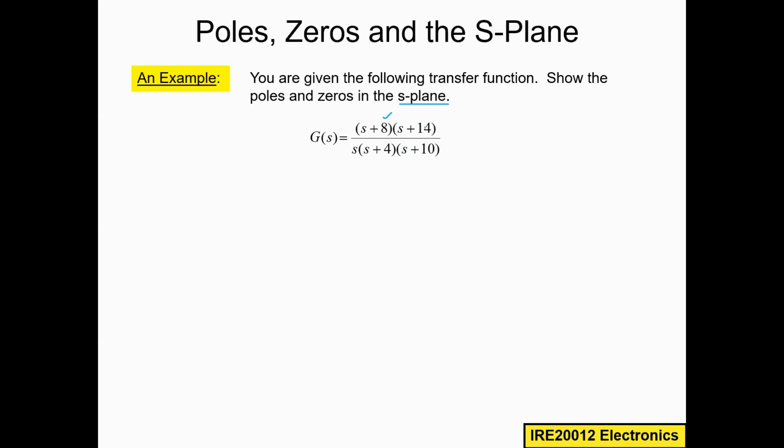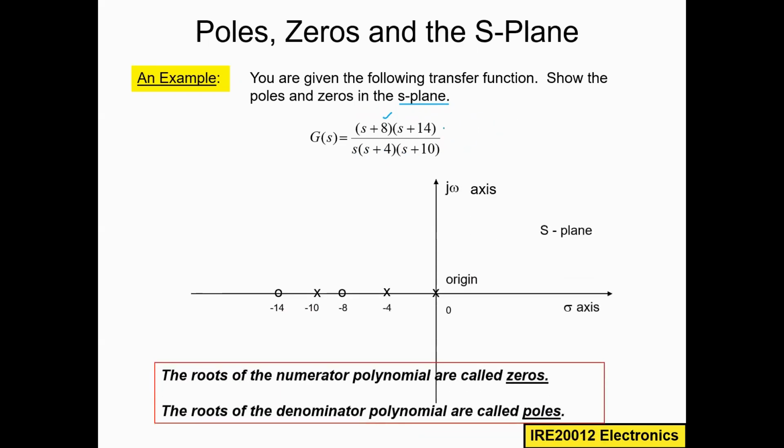Here the 8 and 14 are zeros, and 4 and 10 are poles. Let's see. S plus 8 is equal to 0, then it means S is equal to minus 8. This is pure mathematics actually, and I think you should already know these things. So S is equal to minus 8. Similarly, S is equal to minus 14, S is equal to minus 4, S is equal to minus 10. So we have to calculate all the S values.